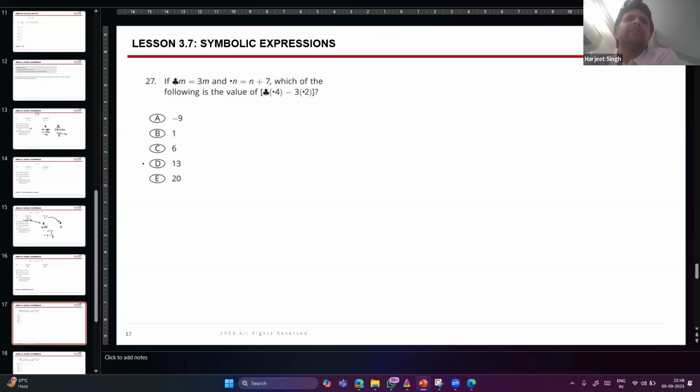So this is 3 and dot is plus 7. So what is this? Dot 4, can I say, becomes 11? And this of 11 becomes 33, minus dot of 2 is 9. And 3 into 9 is 27.